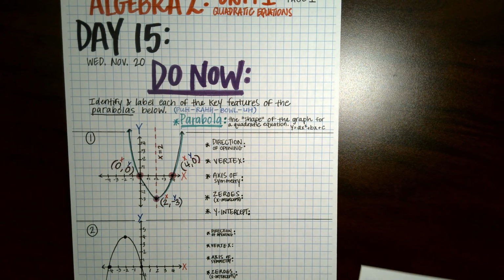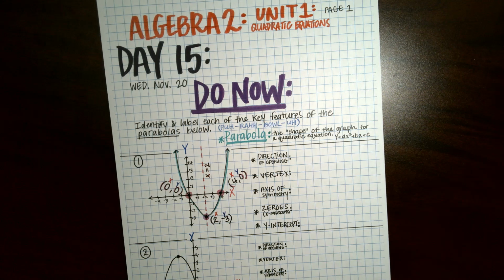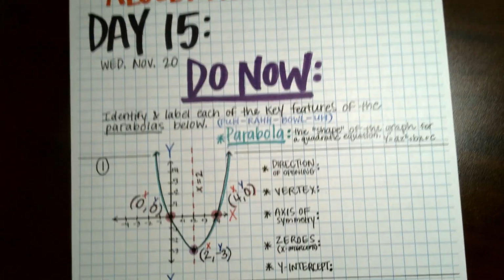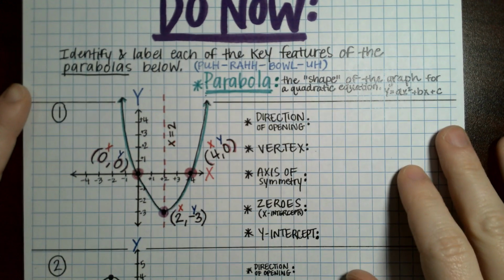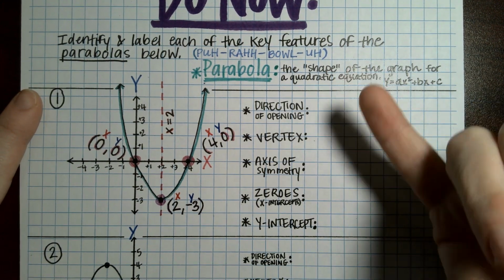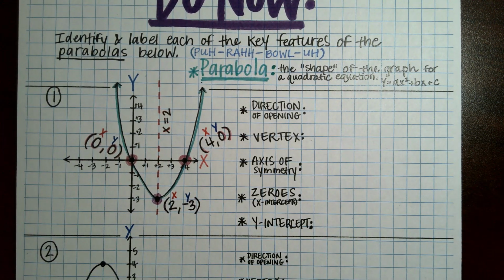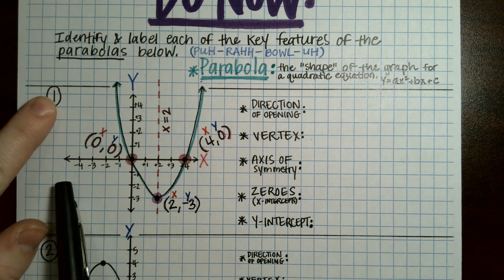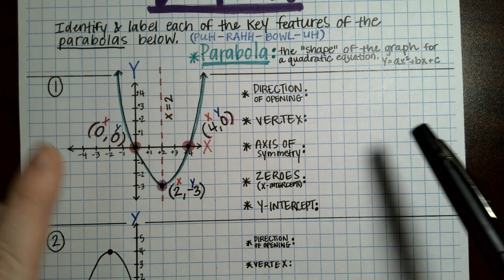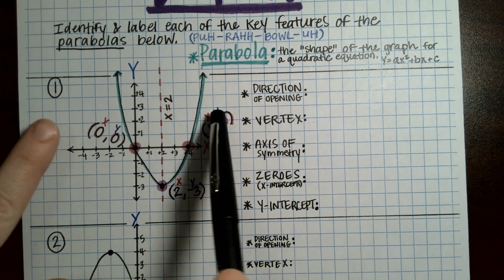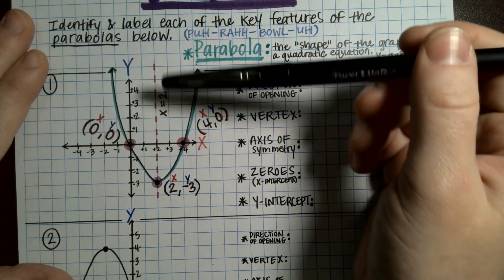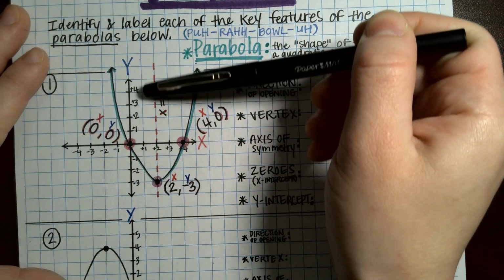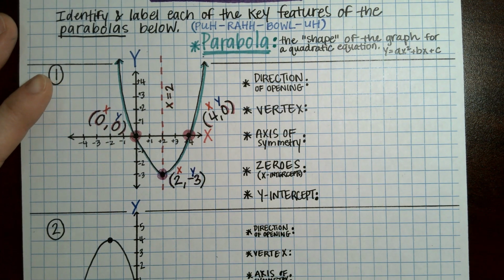So for your do now, we just reviewed a little bit of what we did yesterday, where I would give you a parabola and we would label some of the key features of that parabola. For number one, I started by giving you a little hint. I wrote the coordinates out for you. I labeled your axis of symmetry. And then the rest of the problems, I wanted you to do on your own.